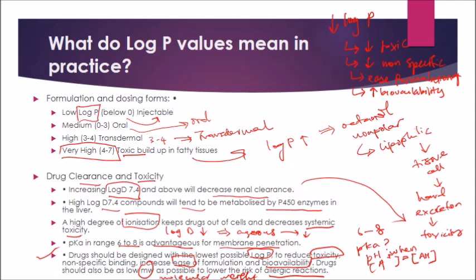These are the four points. One should try to find a new chemical entity with the lowest log P possible in order to achieve them. In addition, if we can find a drug with a low molecular weight, it can also reduce the risk of allergy. This is the summary.